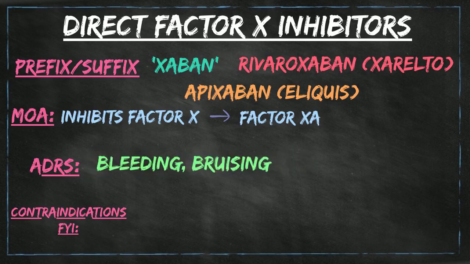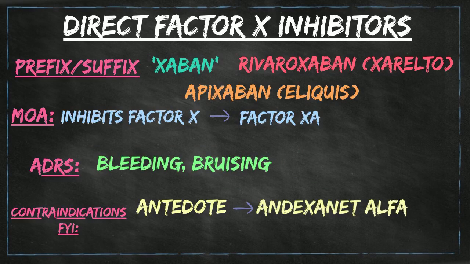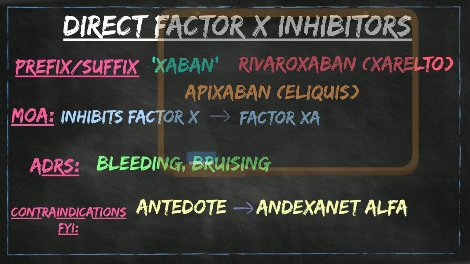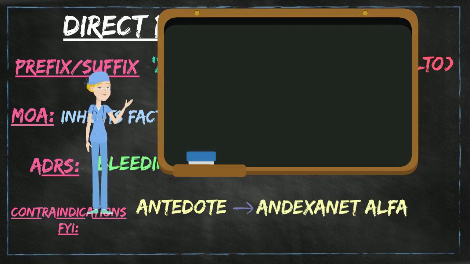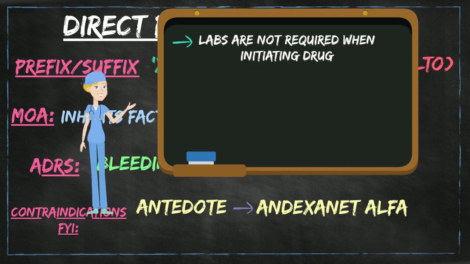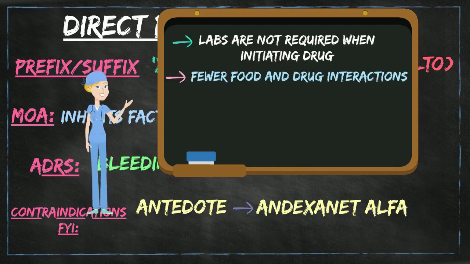Up until 2018, there was not an FDA-approved antidote for this drug category, but currently the drug andexanet alfa can be given to counteract the effects of this category when necessary. There are several benefits this anticoagulant category has over Coumadin. When initiating the drug, clotting time laboratory tests are not required, and there are far fewer drug and food interactions, making the drug easier for the patient to take, improving compliance of pharmacotherapy.